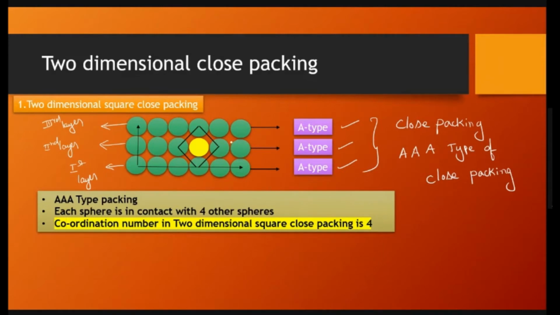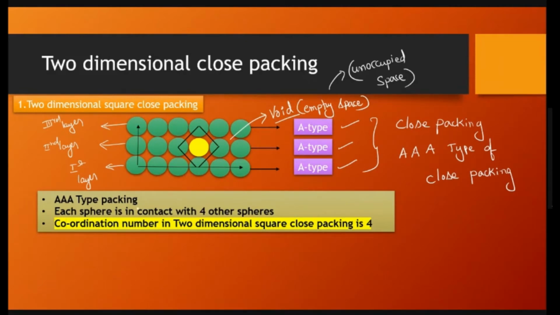So here, can you see some empty space over here? These empty spaces are called voids. A void is nothing but an empty space, or it is also called unoccupied space, where there are no atoms or constituent particles present. Such space we call voids.